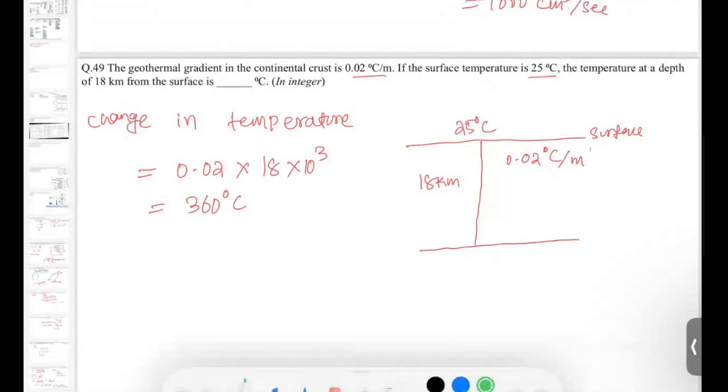So what is the total temperature at a depth of 18 kilometers? It should be 360 degrees Celsius plus 25 degrees Celsius. So that should be equal to 385 degrees Celsius. Have you understood? Yes, sir.